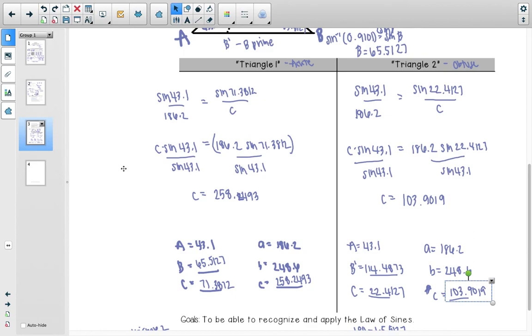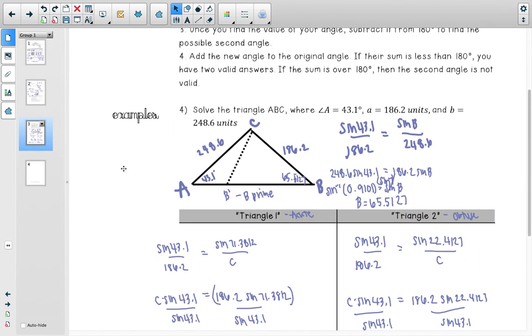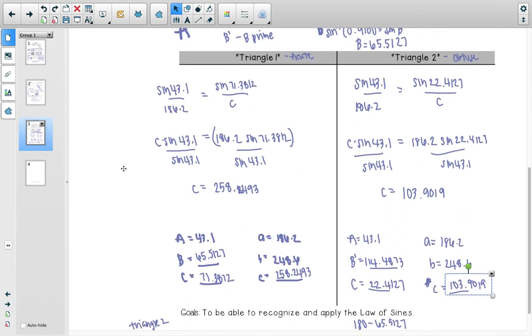All right, so that's actually the end of our notes. I only have one example of the ambiguous case. It's kind of weird. If you have any questions, get a hold of me. Email, Remind, Google Classroom, or on YouTube. Let me know if I make mistakes, because I've been doing so many of these videos. I'm getting a little careless, and it's a weird setup. So let me know.